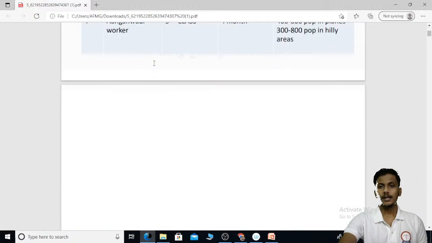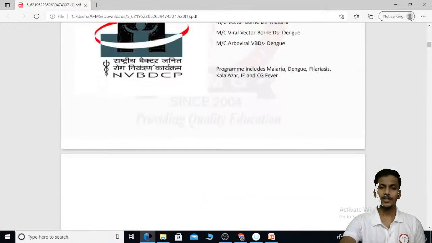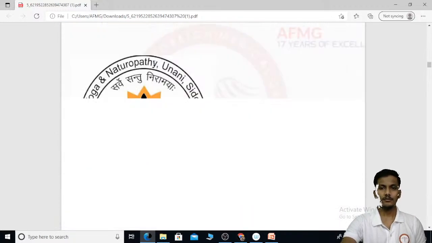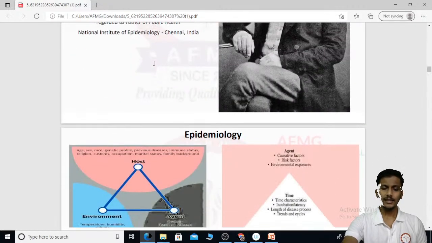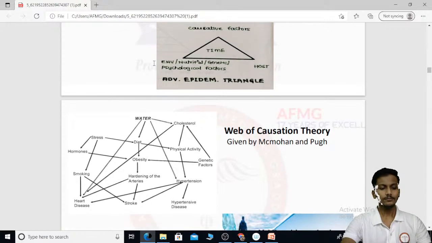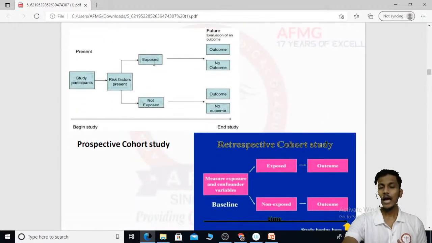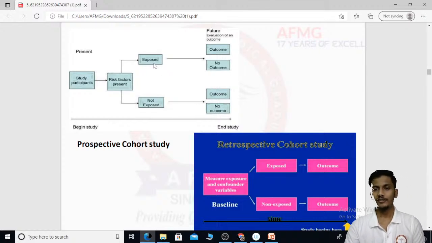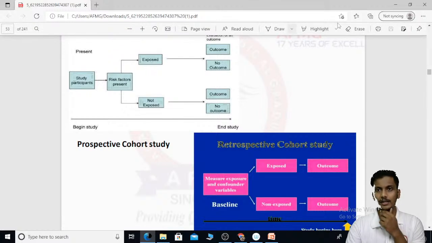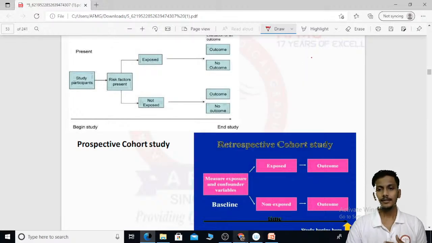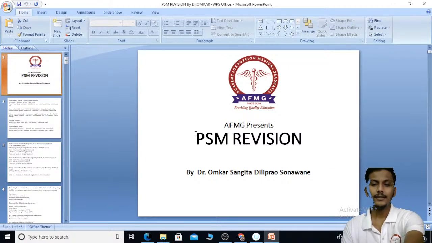Last time we completed all the health programs of India, all the important health related agencies of India. Today we'll be discussing other important aspects of PSM, right? In the last class we discussed some important points about epidemiology. Today we'll start with other important aspects of epidemiology, and those are the studies. As we are quite aware, there are various types of studies, and those are important from PSM's point of view.